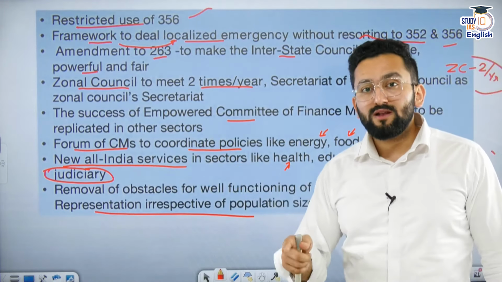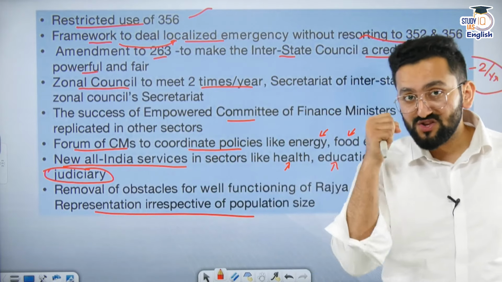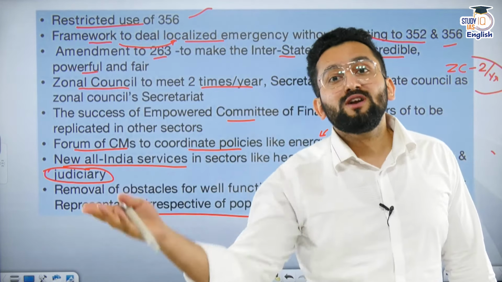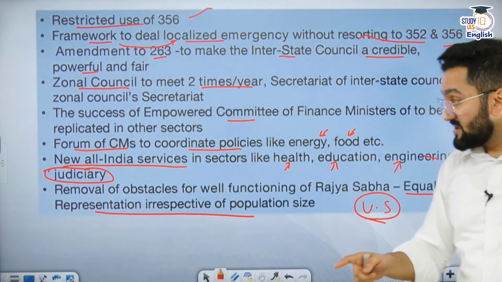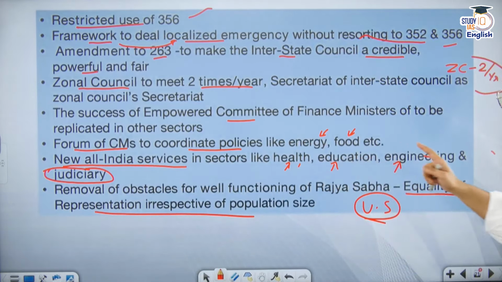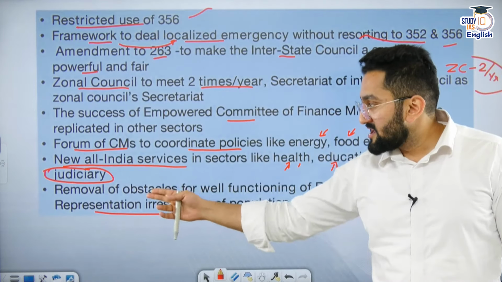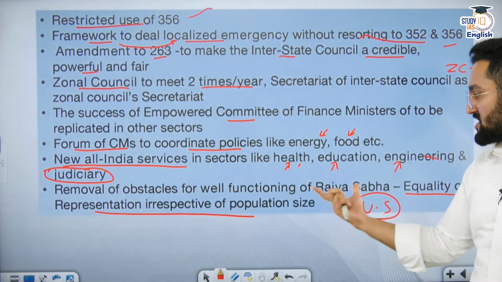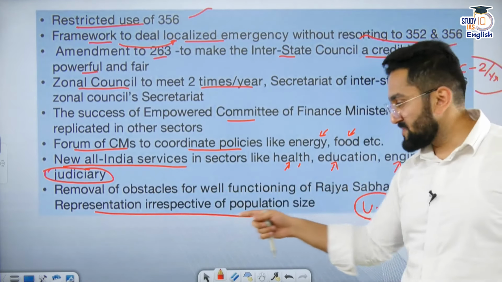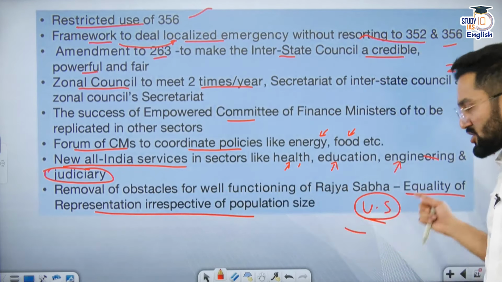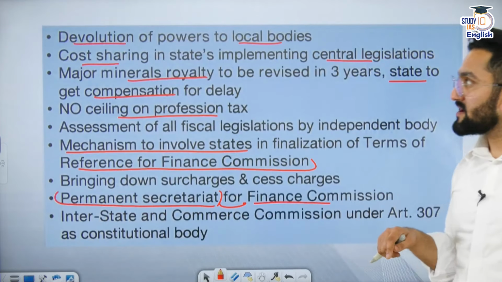New All India services should be made. Now see the commonality. Sarkaria Commission was saying All India services should be strengthened and more All India services should be there. Similar kind of recommendation is made by Punchi Commission. They said there should be All India services in case of health, education, engineering, judiciary. Removal of obstacles for well-functioning of Rajya Sabha and equality of representation with respect to population size, means the US model, the US Senate model, which I discussed.